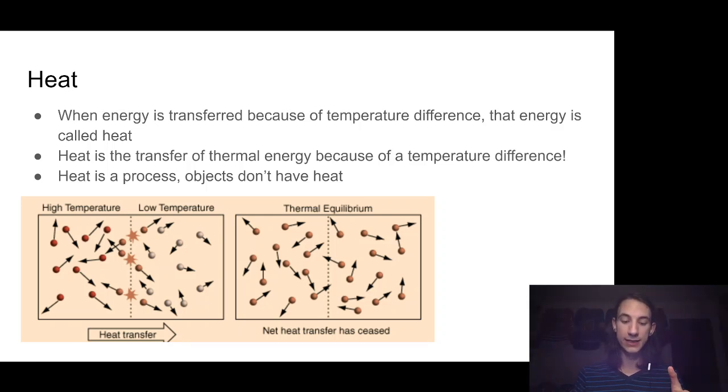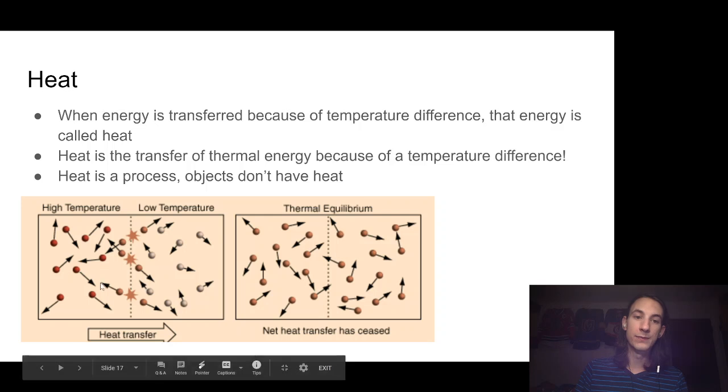I can say this tea has a high kinetic energy, but I can't say that it has heat. Heat is really a process. Heat is telling me, oh, I'm transferring thermal energy. I'm having these particles collide, and that's causing some sort of exchange of energy. So heat is a process. It's not a thing, it's a process.